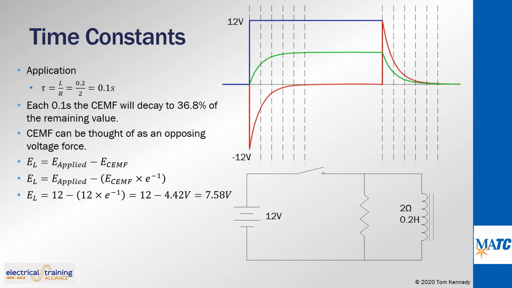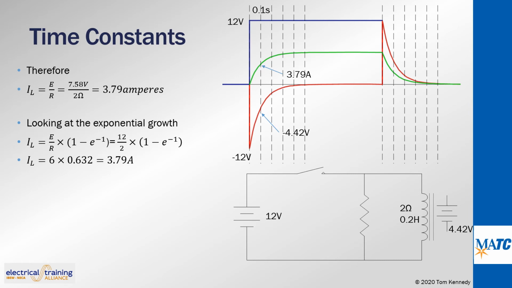The value of CEMF can be considered as an opposing source of 4.42 volts. With an applied voltage of 12 volts and a counter voltage of only 4.42 volts, the applied net voltage will be approximately 7.58 volts. The net 7.58 applied volts acting on the 2 ohms of resistance will allow approximately 3.79 amperes to flow through the inductor. Evaluating the current using the exponential growth formula.